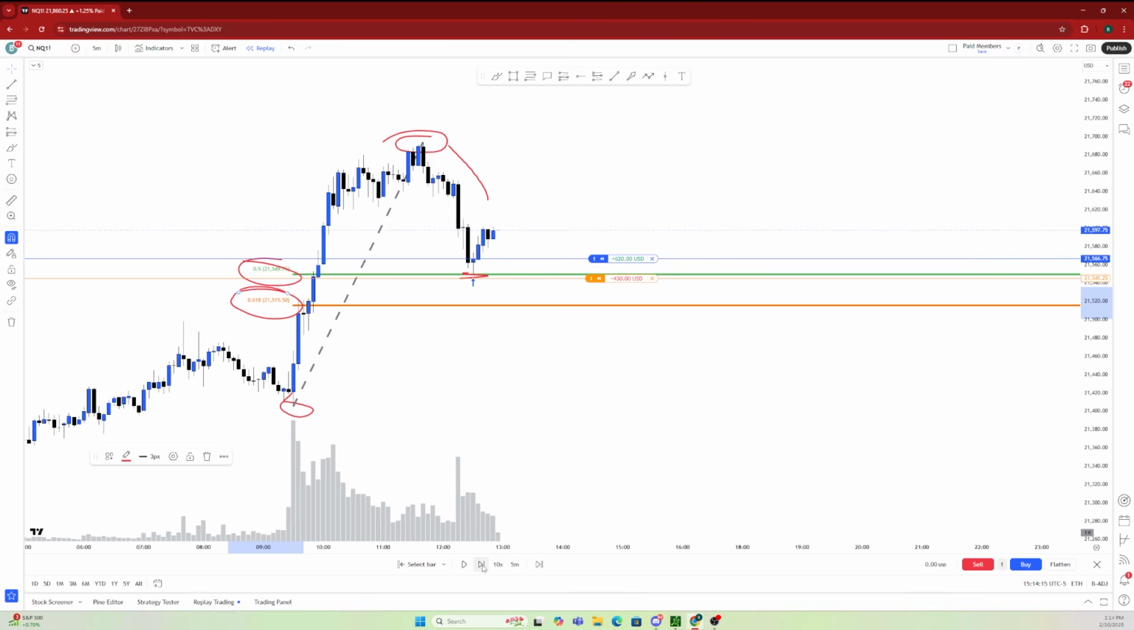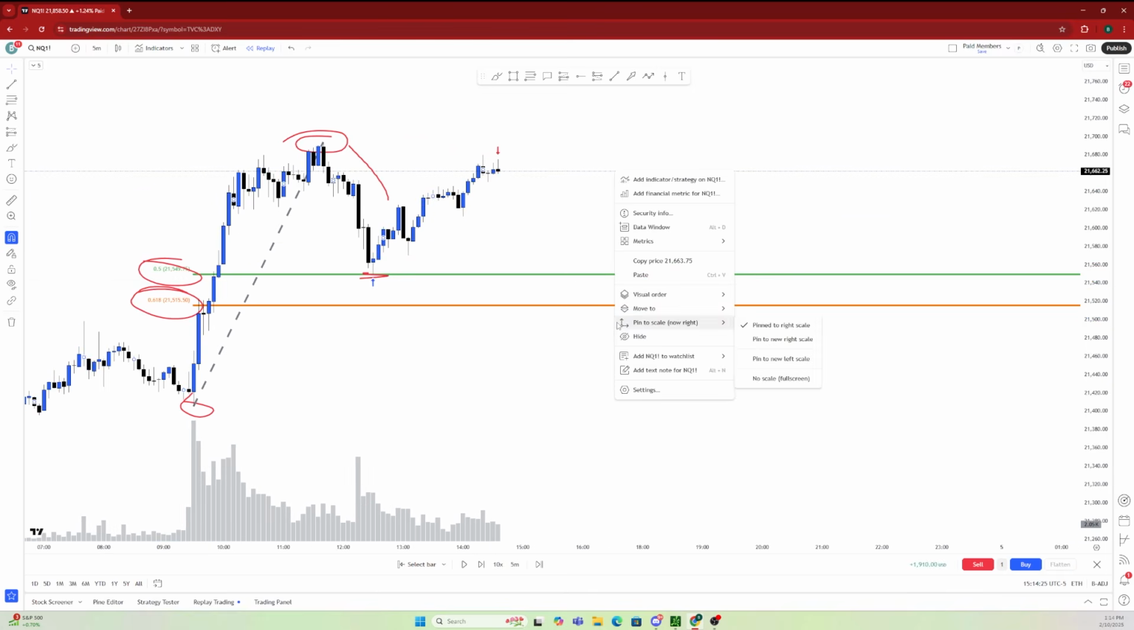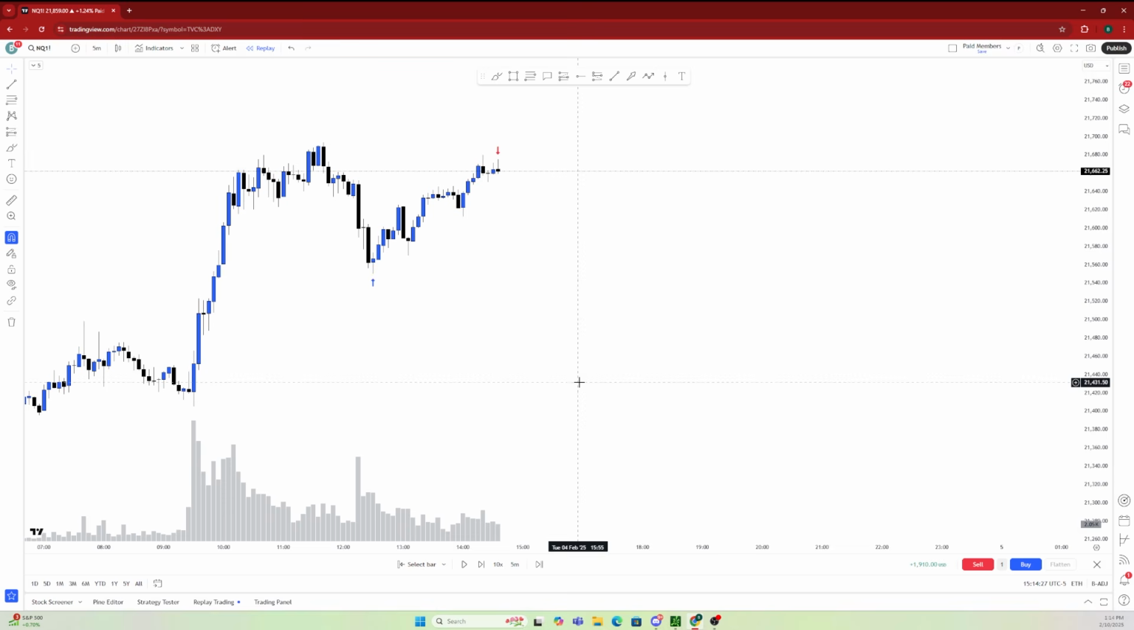But as we know, price ended up trading a lot higher that day, and you were able to catch a nice move to the upside. So that is how you are going to use the Fibonacci retracements in an uptrend on the 5-minute time frame.